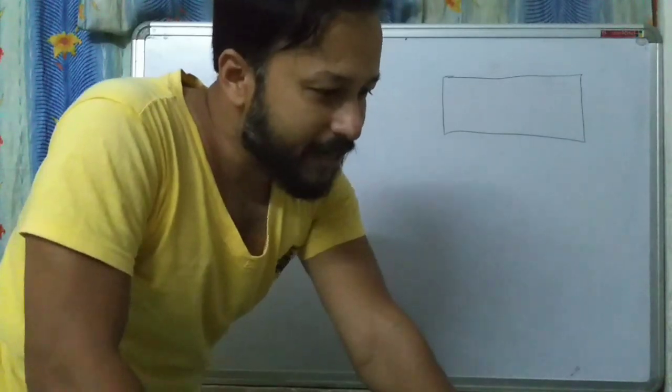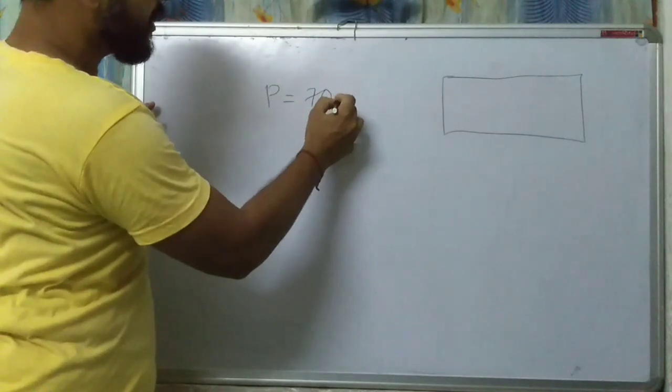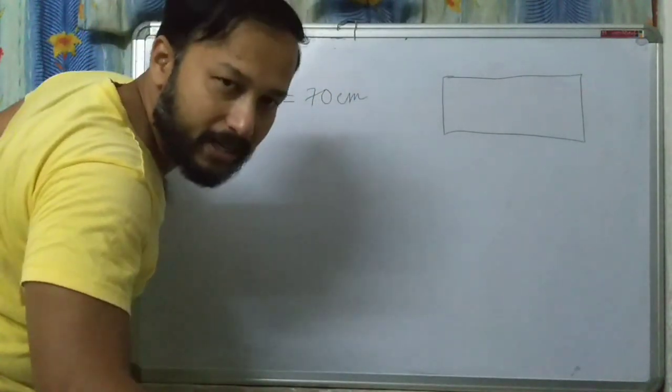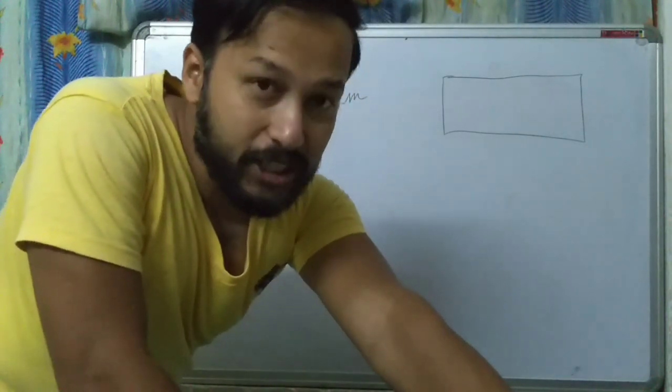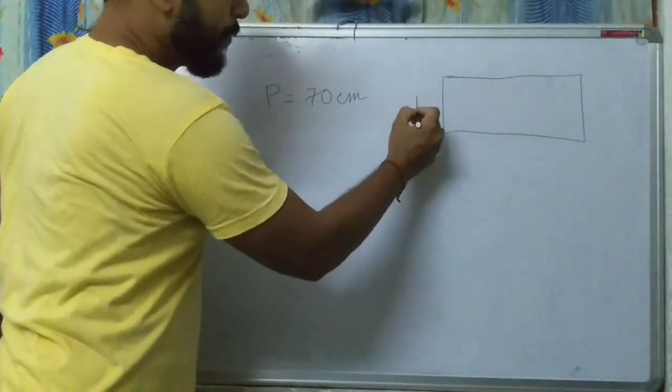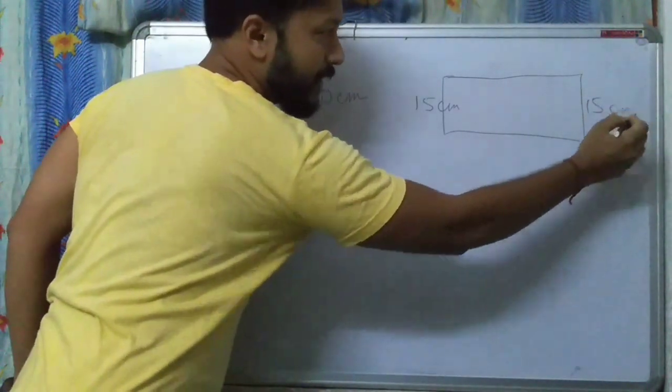The perimeter is 70 centimeter. Okay? Its perimeter is equal to 70 centimeter. Fine. Now let's see what other information is given. Breadth is 15 centimeter. So this is also 15 centimeter.